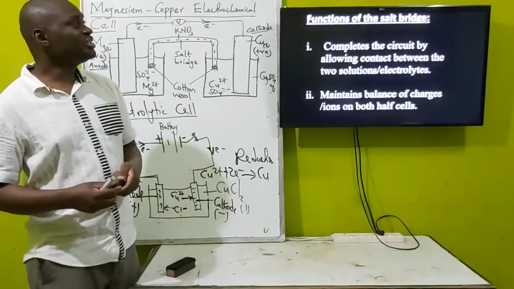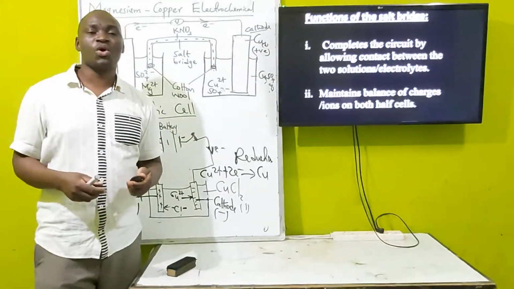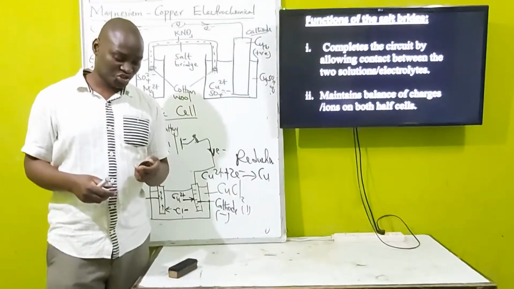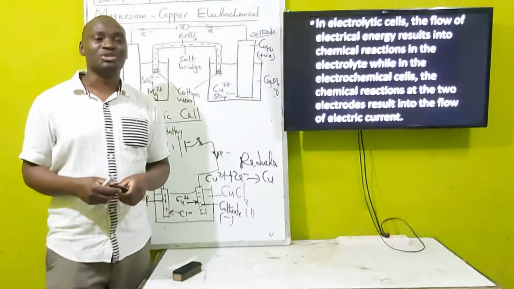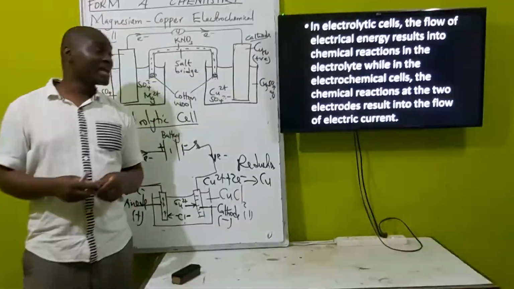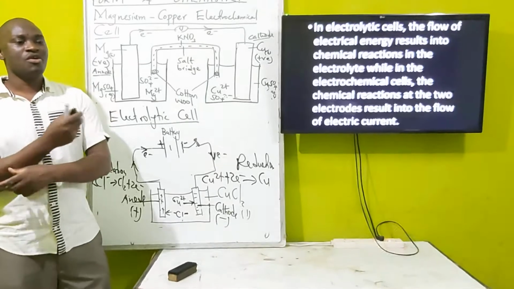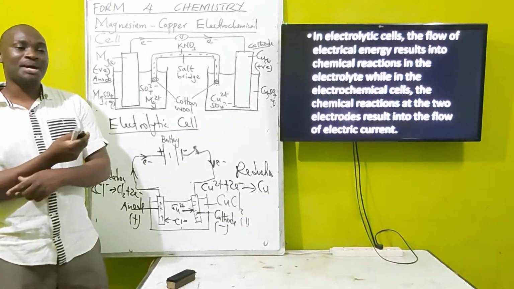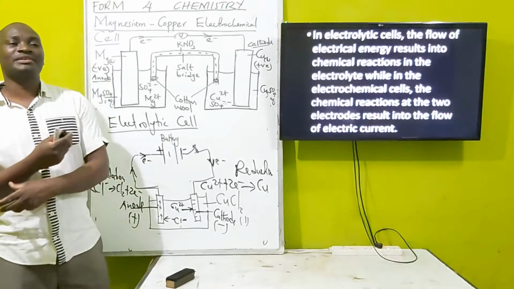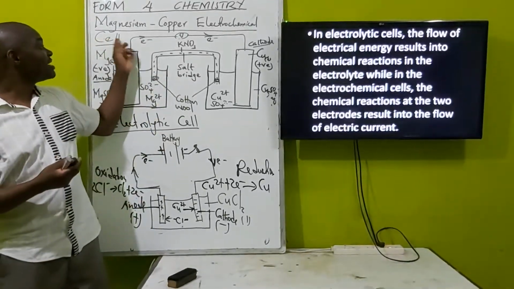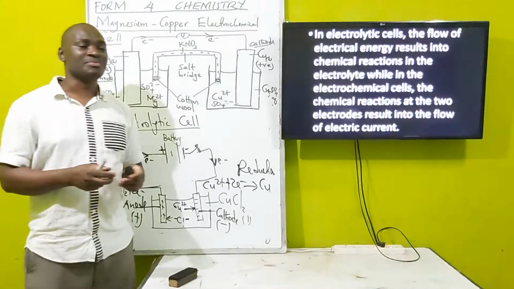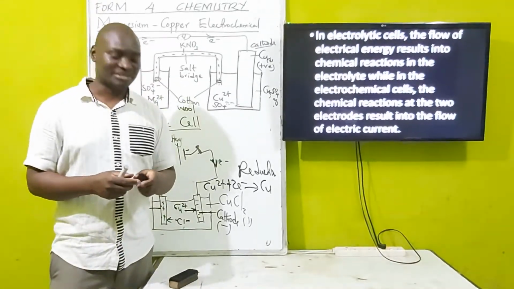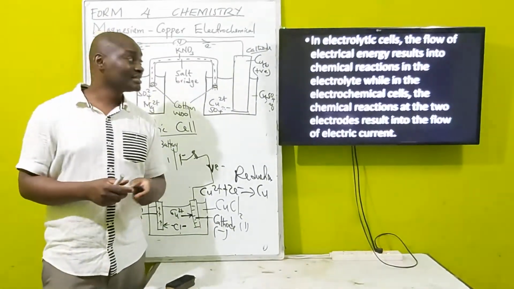So next time we meet, we'll look at the functions of the salt bridge. That brings us to the end of the two examples of electrochemical cell: the zinc copper electrochemical cell and the magnesium copper electrochemical cell. Let us meet next time in the next video.